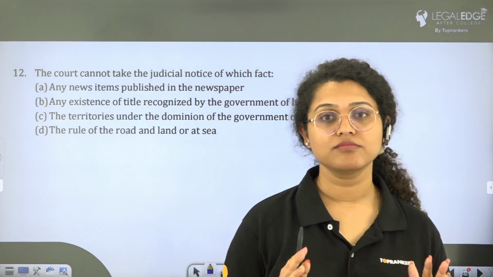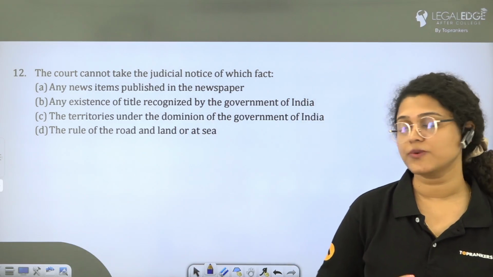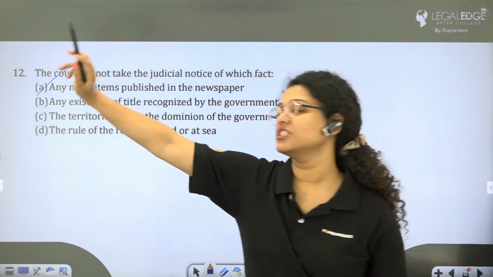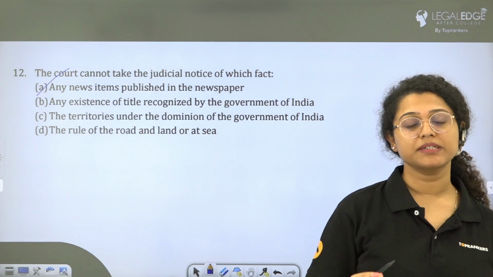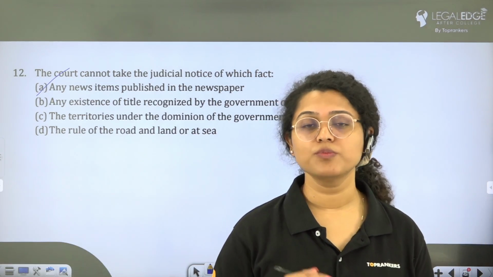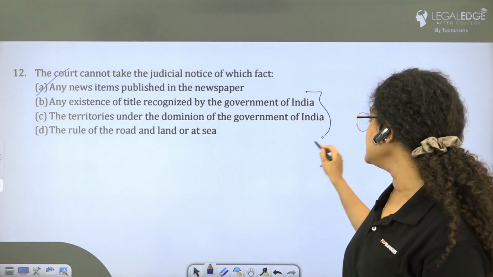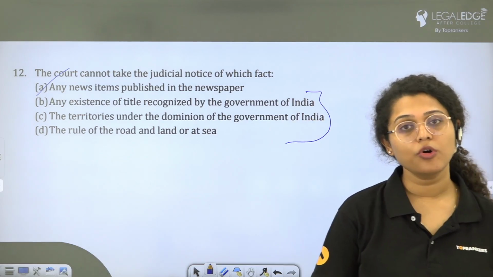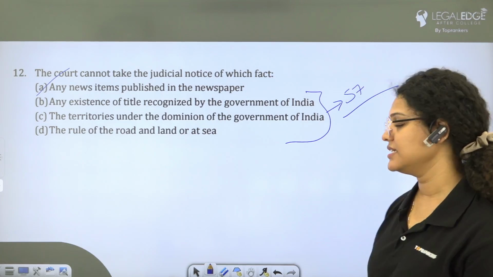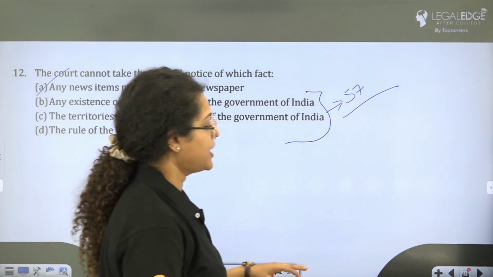So of which fact does the judiciary not take judicial notice? The court does not take judicial notice of a fact which is published in a newspaper. A newspaper cannot be presented before the court as a piece of evidence. It is not a relevant piece of evidence and does not have much evidentiary value. But yes, all of these others are recognized by the court under section 57 of the Indian Evidence Act. Under section 57 you will find the judicially noticeable facts.